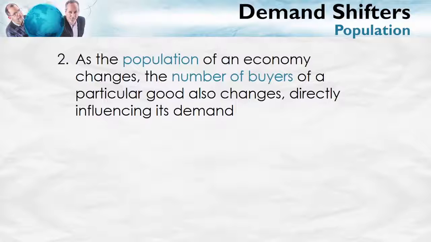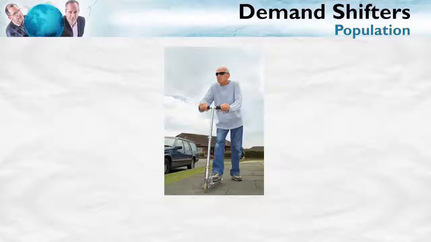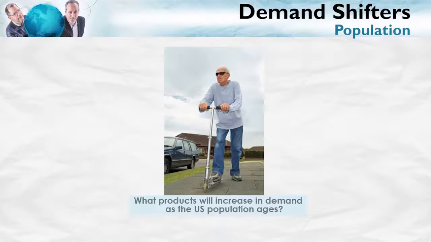Here's another demand shifter, namely population. As the population of an economy changes, the number of potential buyers of a particular good also changes. For instance, what happens to the demand for diapers in Russia as birth rates drop? Well, that demand is going to decrease. In the United States, as you probably know, the baby boomers are getting older, so we're having many more elderly individuals in the population. Which products will increase in demand as the American population gets older?